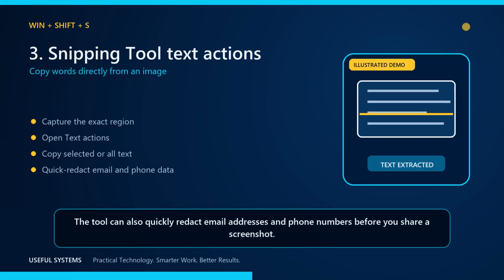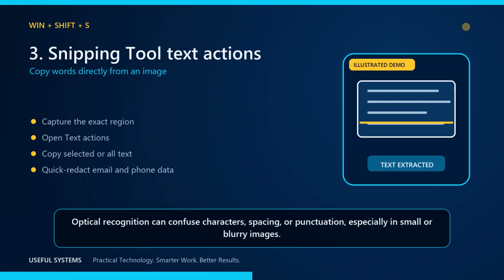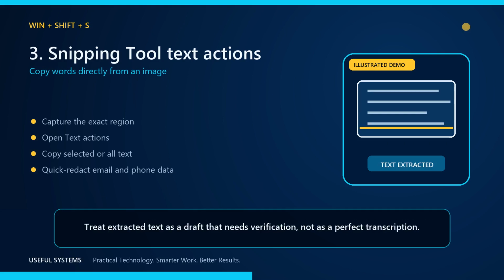Microsoft states that this text recognition runs locally on the device. Still, always inspect the result. Optical recognition can confuse characters, spacing, or punctuation, especially in small or blurry images. Treat extracted text as a draft that needs verification, not as a perfect transcription.